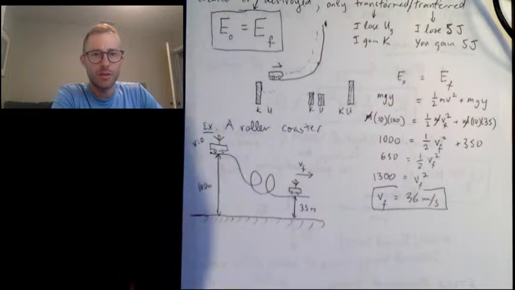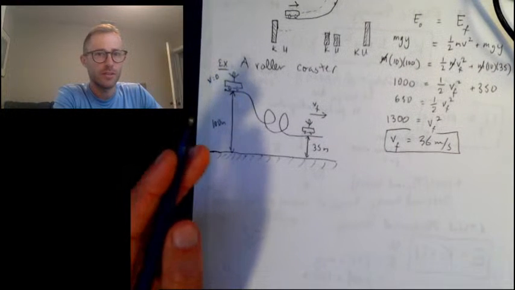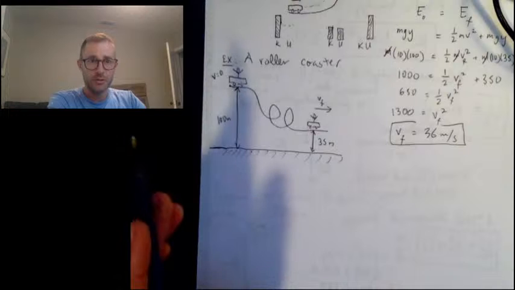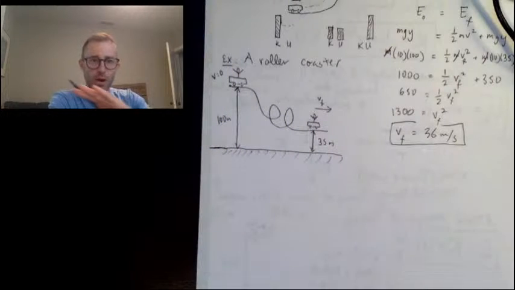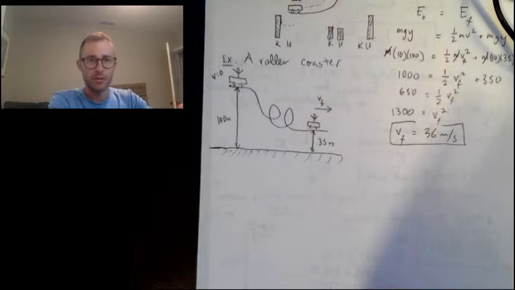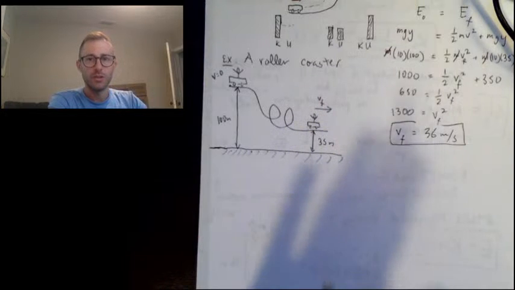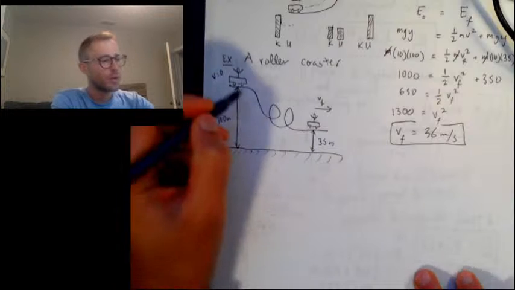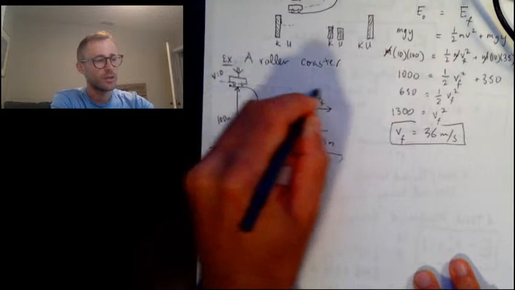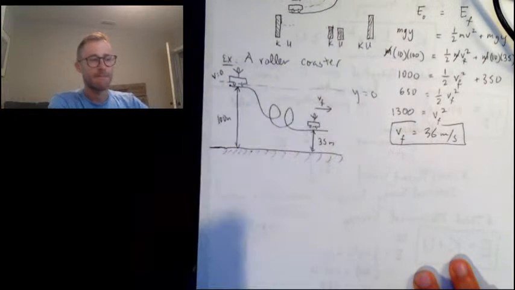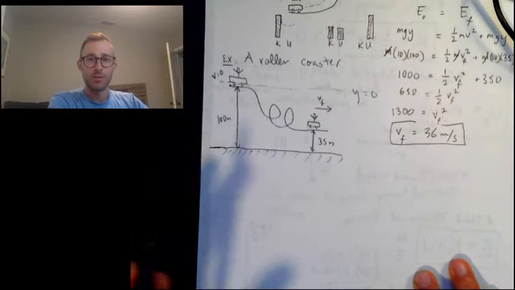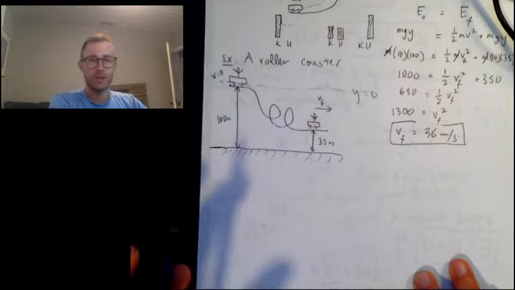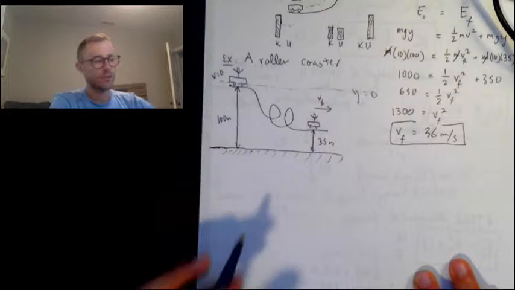One of the things that I want to show you guys is that we would get the same answer for the final velocity of the roller coaster cart no matter where we decided to put y equals 0. Because remember, I said you get to choose where y equals 0 is going to be. All right? So what if I chose y equals 0 to be right here? I'm going to redo the problem, and we'll show that we get the same answer.